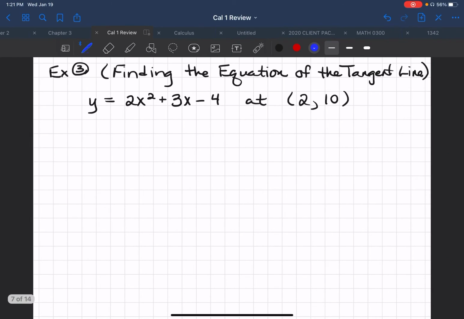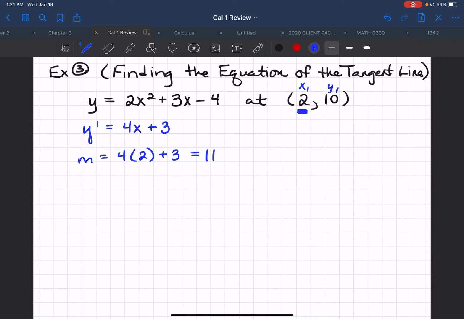Okay, one last example is finding the equation of the tangent line. Now, anytime you need the equation of a line, you need the slope and one point. So if I give you an equation, remember the derivative is finding the slope. So I need to take the derivative of the original equation, which is 4x plus 3, and I want the slope at this specific point. So I'm going to plug 2 in where I have my x. So that's 4 times 2 plus 3, which gives me a slope of 11 at (2, 10).